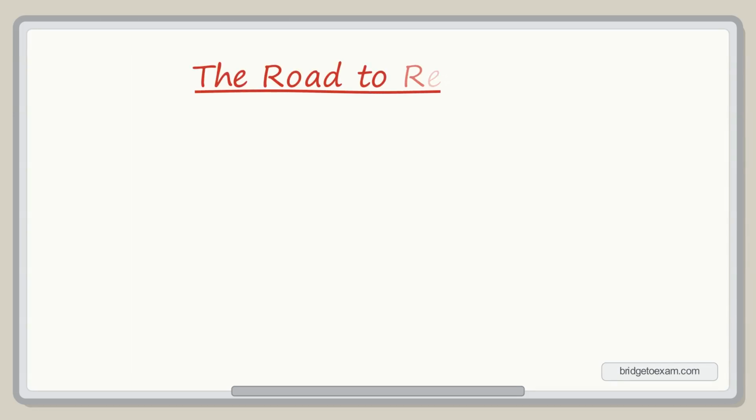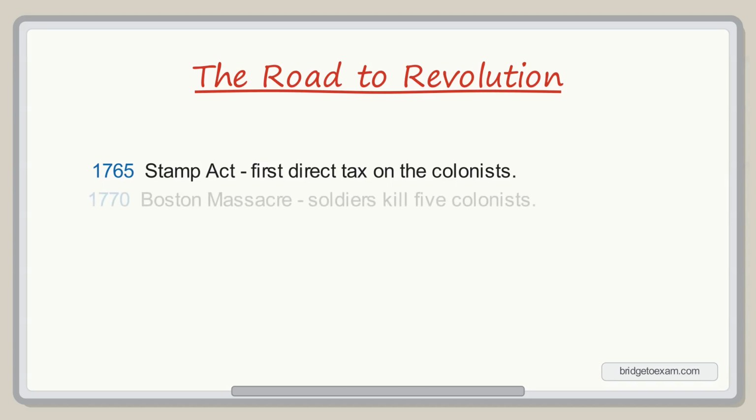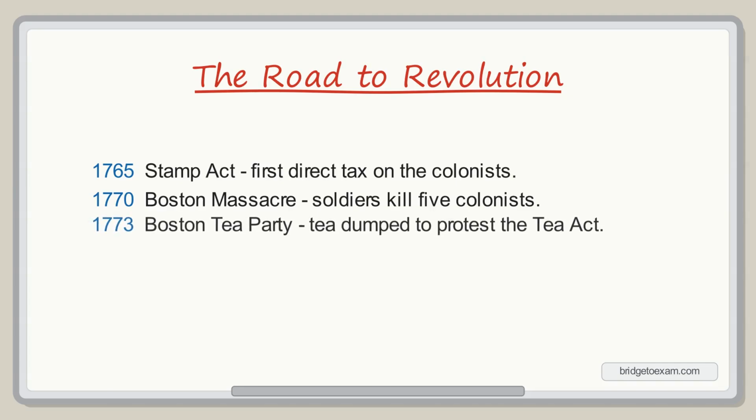After the French and Indian War, Britain was deeply in debt and decided the colonies should help pay. That set off a decade of escalating conflict. In 1765, the Stamp Act became the first direct tax on the colonists. Tension grew. In 1770, British soldiers fired into a crowd in the Boston Massacre. In 1773, colonists dumped British tea into the harbor at the Boston Tea Party.